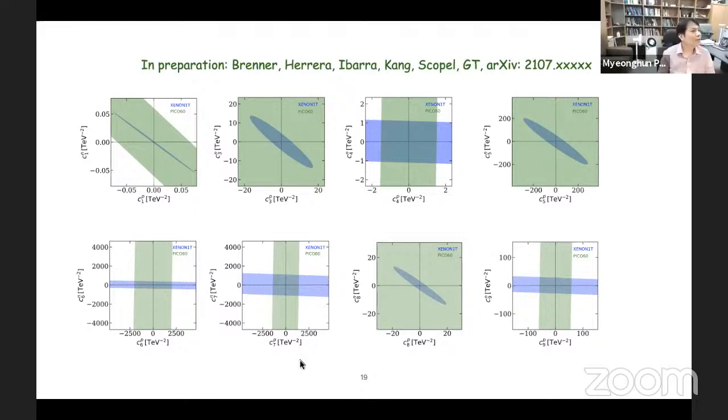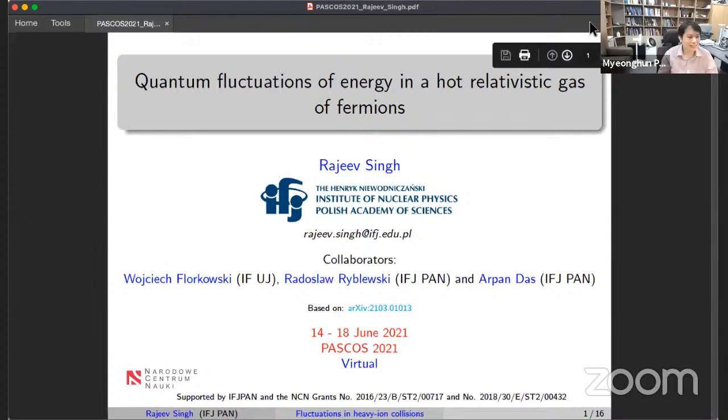Okay, so do you have another question? If not, we can move on to the next talk. Okay, thank you. So the final talk of this session will be given by Rajiv about the quantum fluctuation of energy in a hot relativistic gas of fermions.